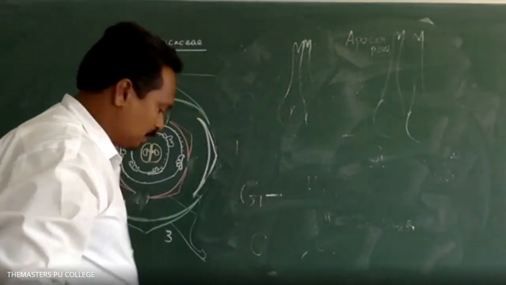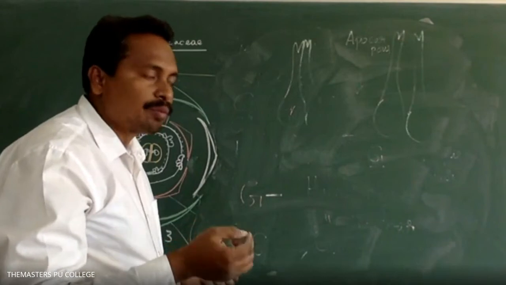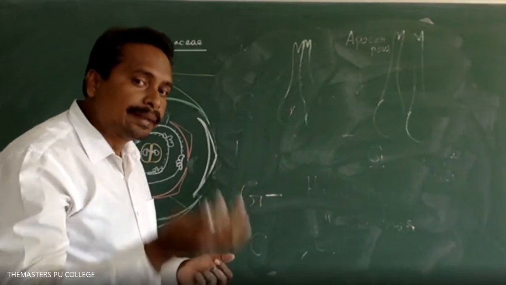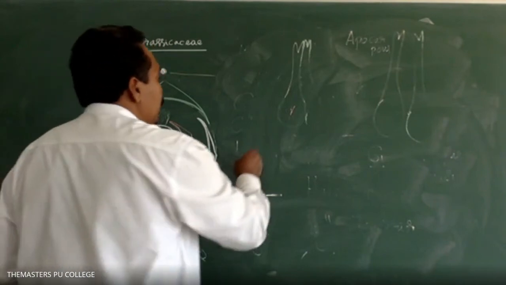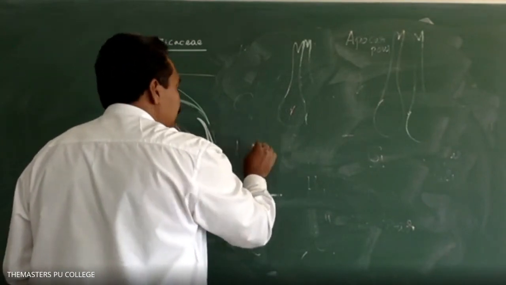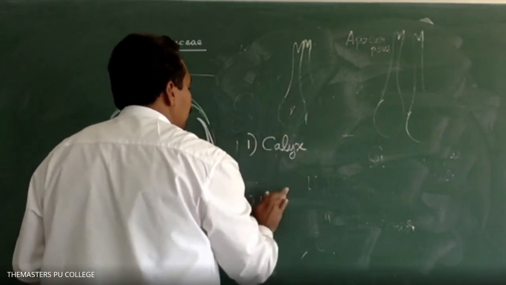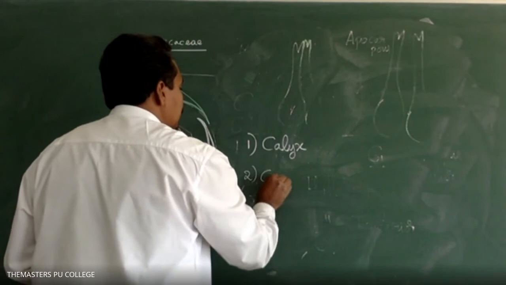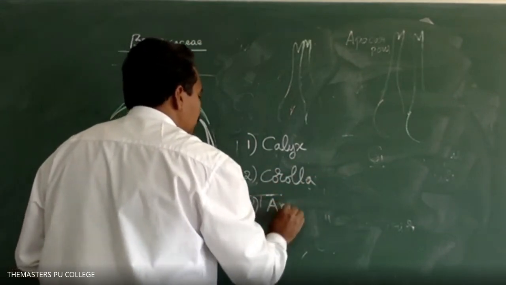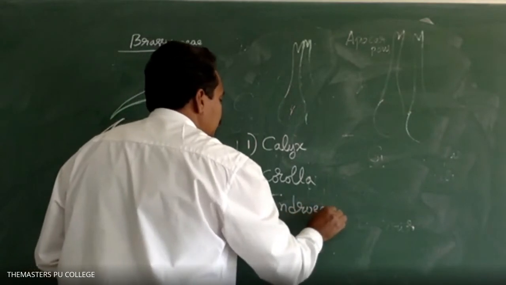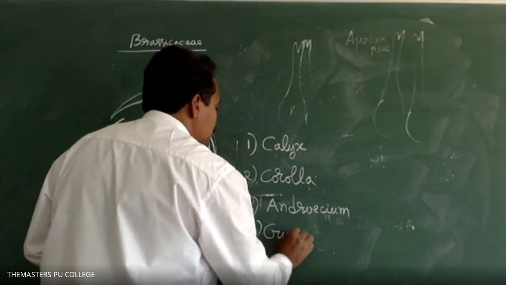If one member of the floral leaves is attached to another member of the floral leaves. How many types of floral leaves are there in a flower? Mainly four types. What are they? One is calyx, the second is corolla, the third is androecium, and the fourth is gynoecium.